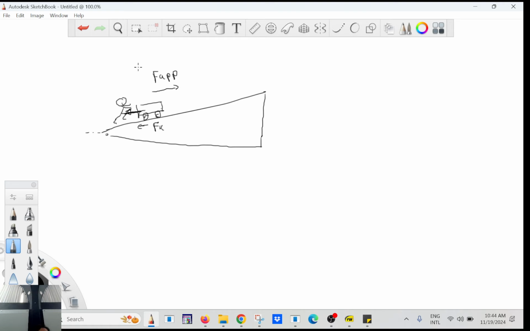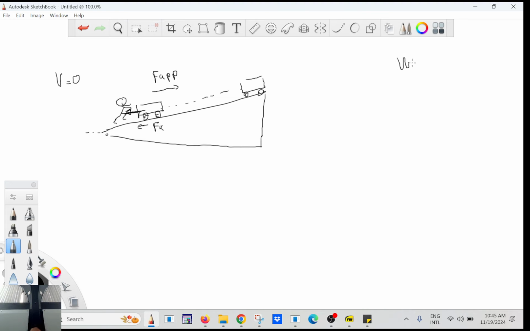And maybe the initial velocity equals 0. You're going to go up here. You push as hard as you can. You overcome kinetic friction. You overcome the weight, okay, the weight pulling down the slope.